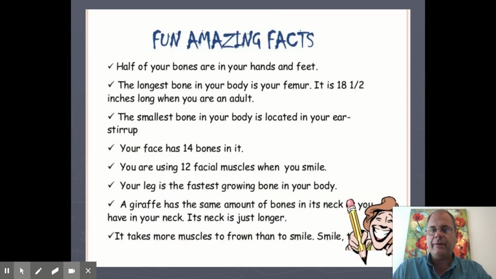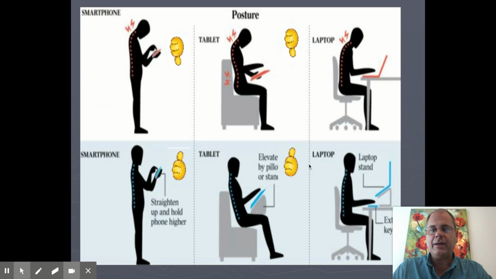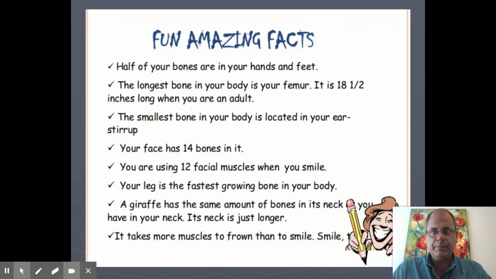All right, some fun, amazing facts. Half of your bones in your body are in the hands and the feet. The longest bone in your body is your femur. It's about 18 and a half inches long when you're an adult. The smallest bone in your body is located in your ear. It's called your stirrup. You have 3 bones in your ear.